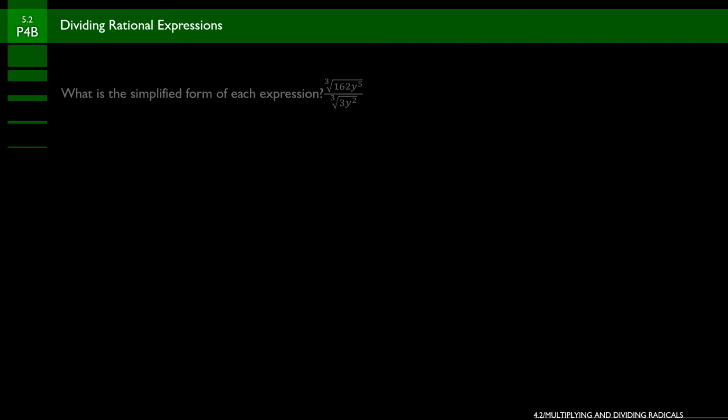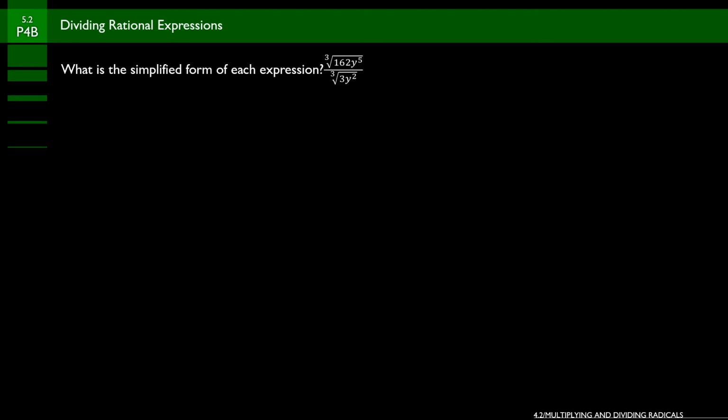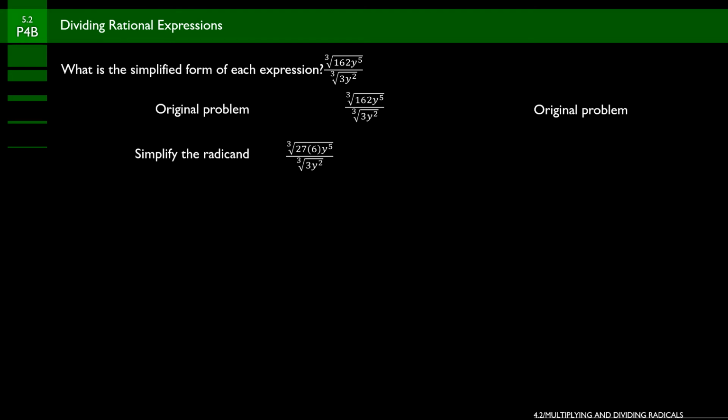For 4b, again, I'm going to show you a couple of different ways to solve the same problem. So this time you're given the cubed root of 162y to the 5th over the cubed root of 3y squared. So taking the first method, we're going to simplify the radicand. So 27 times 6 is 162. So 27 being a perfect cube. And then we know that we'll be able to do something with y to the 5th. There's nothing we can do in the denominator with 3y squared.